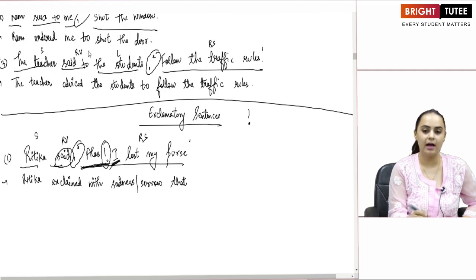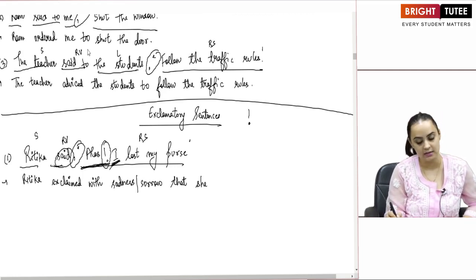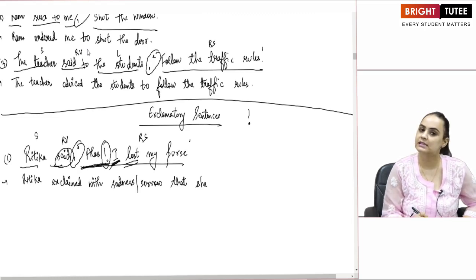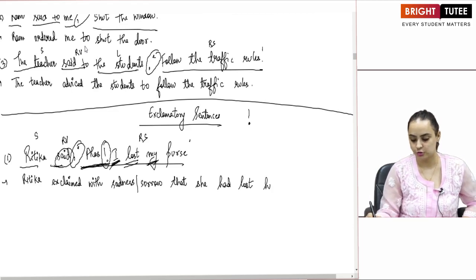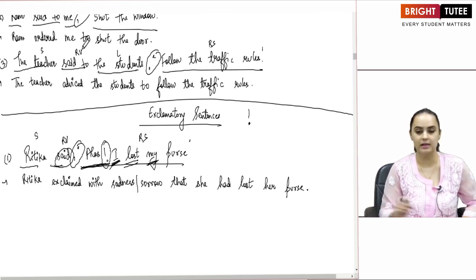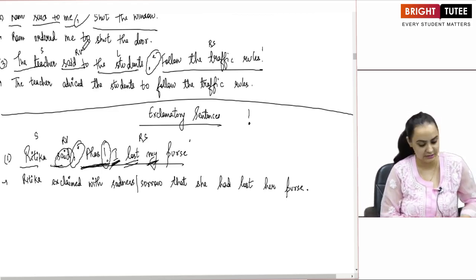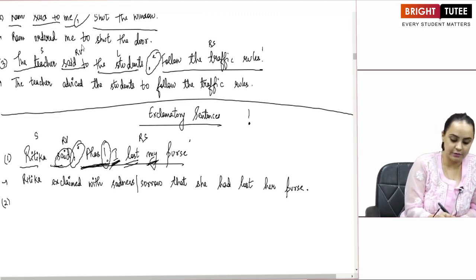Who is this I? Who lost the purse? Ritika, who is a girl. So, she lost is the simple past tense. Simple past tense changes to past perfect tense. So, she had lost, my changes to her, purse, and full stop. So we remove the inverted commas and we put a full stop at the end. Let's give you another example.